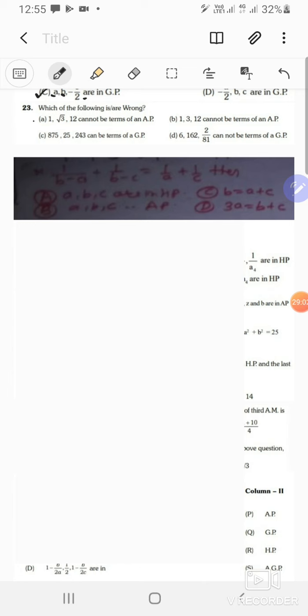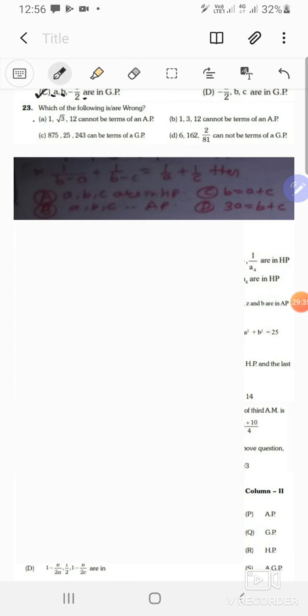Well, I doubt that. 1, 3, 12 cannot be terms of an AP? I think they can be. Yes, they might be terms of an AP. Who knows? For example, if I say that I take the common difference to be half, then 3 minus 1 upon half would be equal to 2. So you have to make 2 jumps from 1 to reach 3.